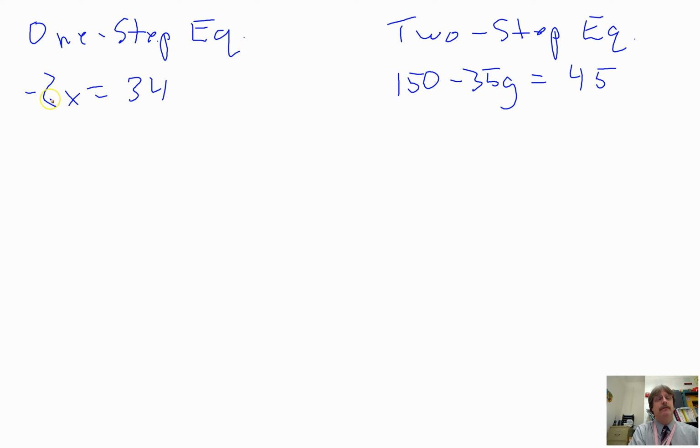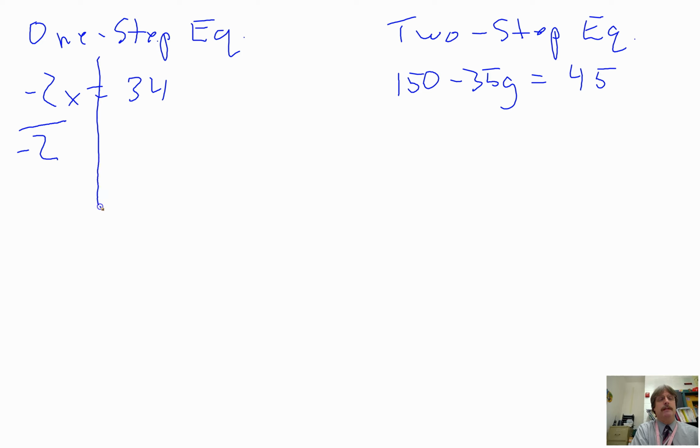We have negative 2x equals 34. So this means that we have a coefficient of negative 2. We're going to multiply that by whatever variable x is, and then we have a constant of 34 on this side of the equation. Since this is multiply, we have to do the opposite or the inverse of multiplication, which is division. So I'm going to take negative 2 and I'm going to divide it by itself.